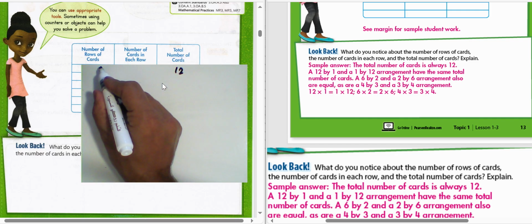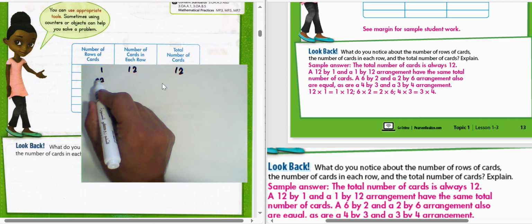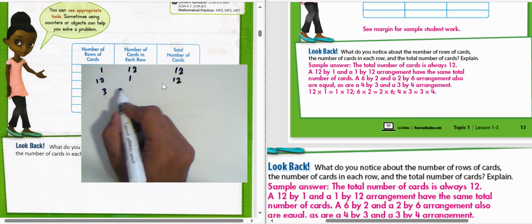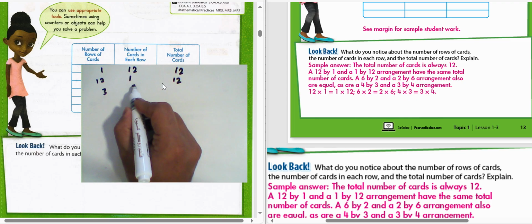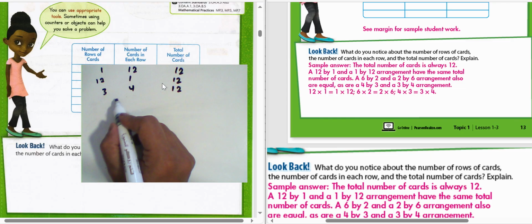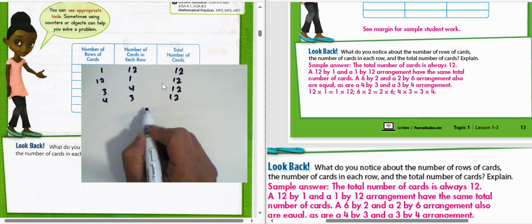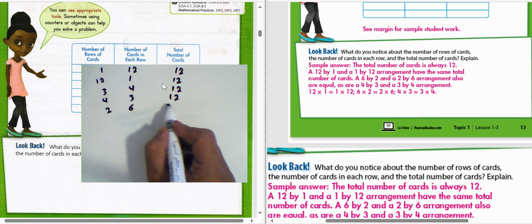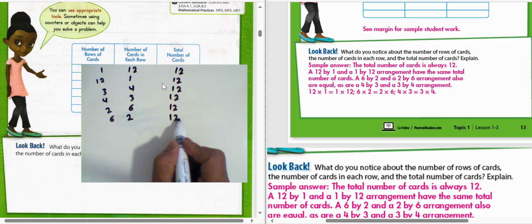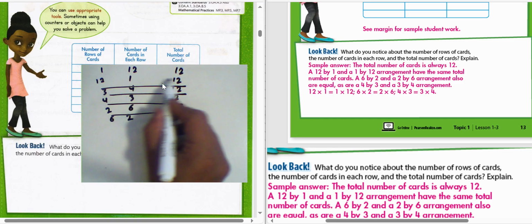12, we know 1 times 12 equals 12, or 12 times 1 equals 12. Also we can write 3 rows and 4 cards in each row. 3 times 4 equals 12. You can use the commutative property, and 4 product by 3 equals 12, and also 2 times 6 equals 12, and we can replace the 2 numbers, 6 and 2. 6 times 2 equals 12. So you can complete the table with all these answers.